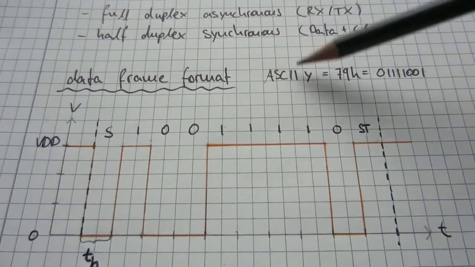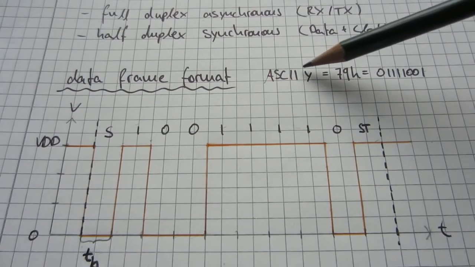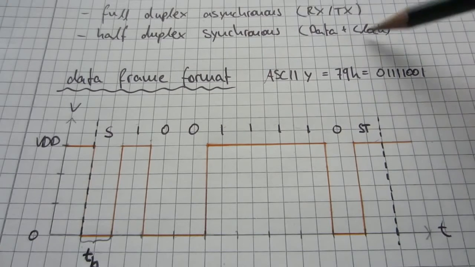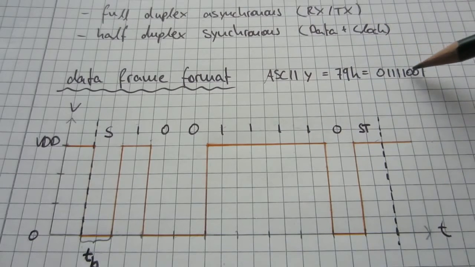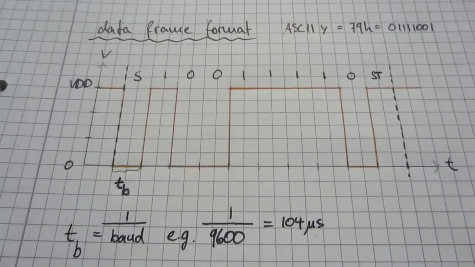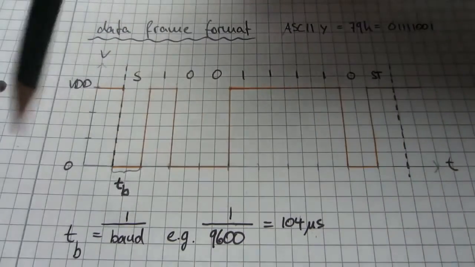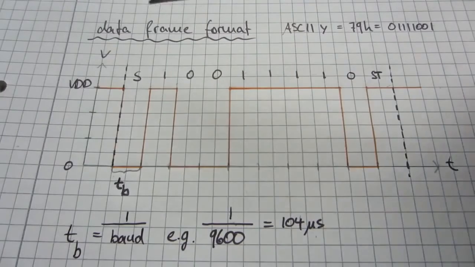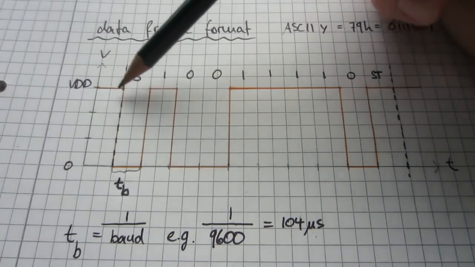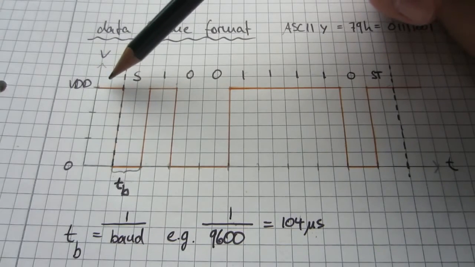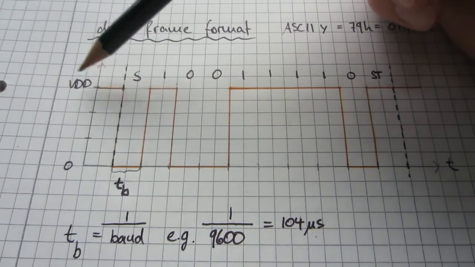So let's say we want to send the ASCII representation of Y, or the ASCII value of Y. Then in hexadecimal, that is 79. And in binary, that's 01111001. Here I've got a graph of voltage on the y-axis and time on the x-axis. And we can see that the idle level for the data lines is high, so in this case VDD.